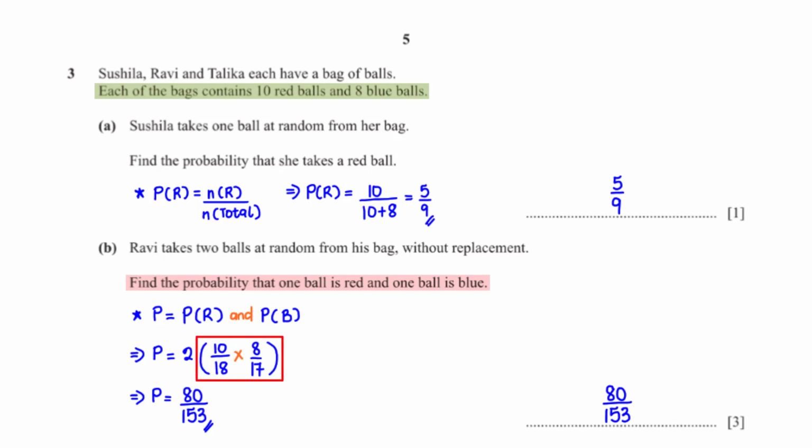The order in which these 2 balls are picked may be reversed, making the total number of possible orders in which the balls can be picked 2. So we multiply this probability by 2. When we type this into the calculator, we get 80/153.